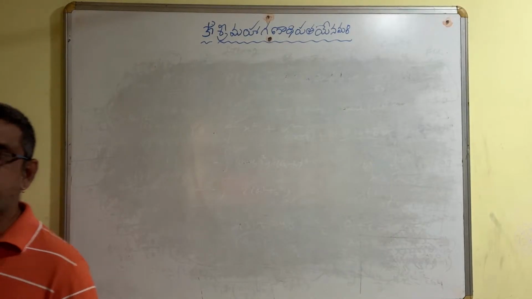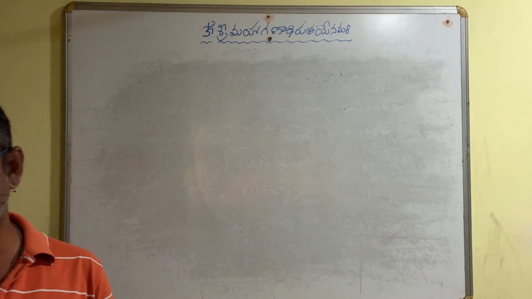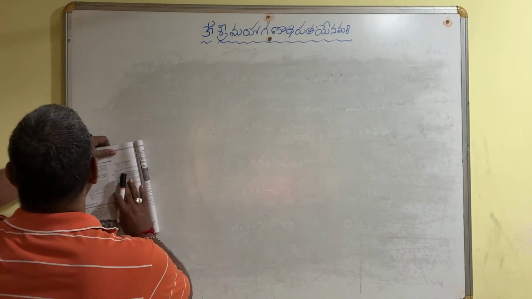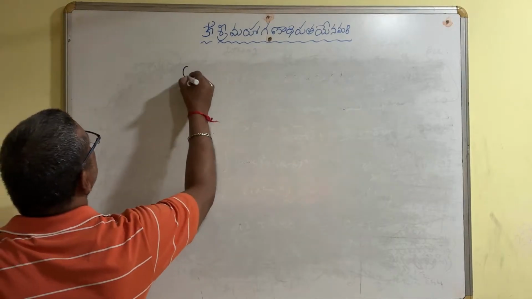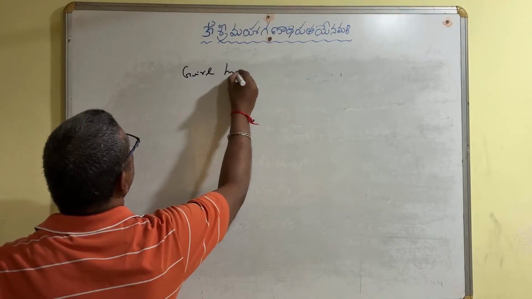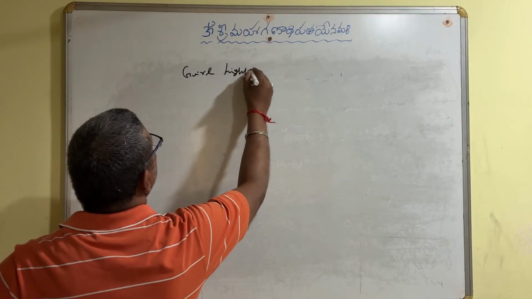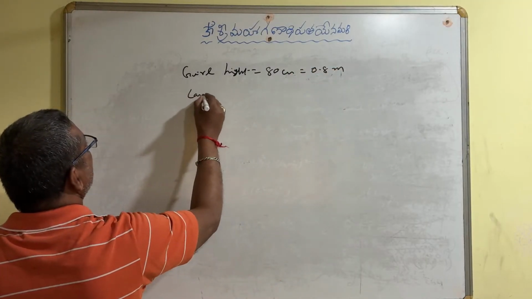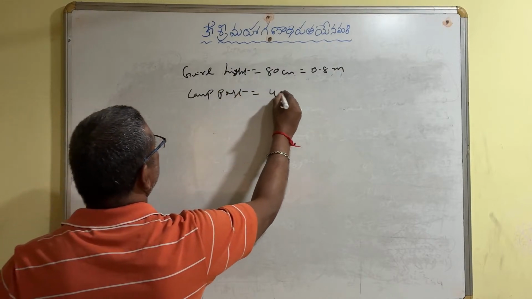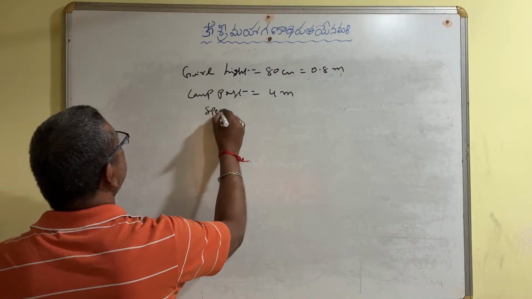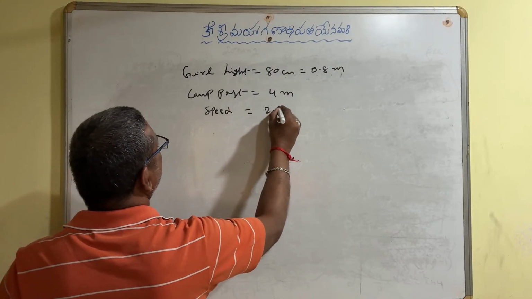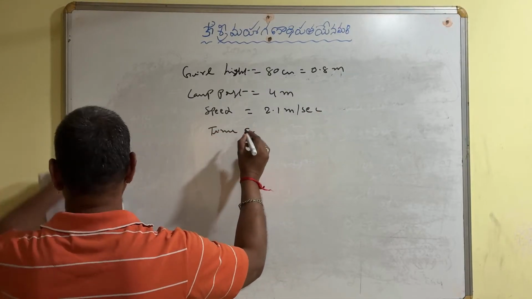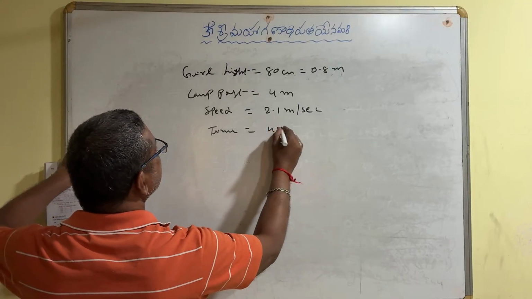Question number 32. A girl of height 80 centimeters, which is 0.8 meters, and lamp post height 4 meters. Speed of the girl 2.1 meters per second. And the time she walked, 4 seconds.